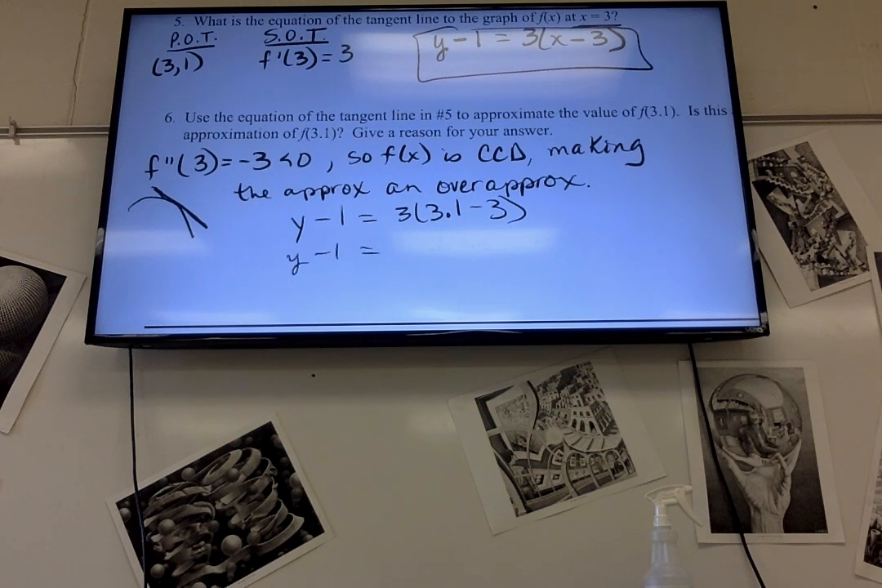So that's 3 times 0.1, which is 0.3. Add 1 to both sides. Y is 1.3. So the 1.3 is an over approximation. If it was negative 1.3, would it be 100? No, only this has to do with whether it's over or under. Okay. It doesn't even matter what the answer is other than they asked for it.